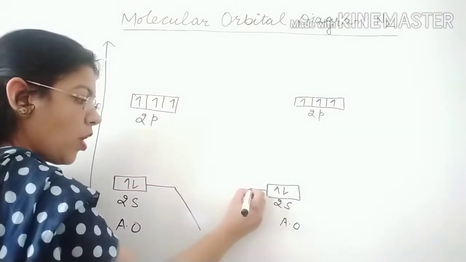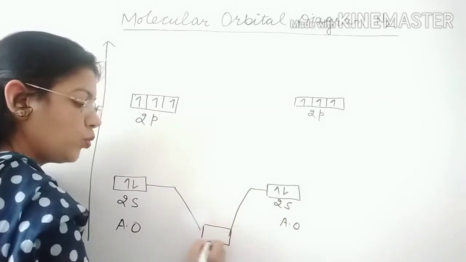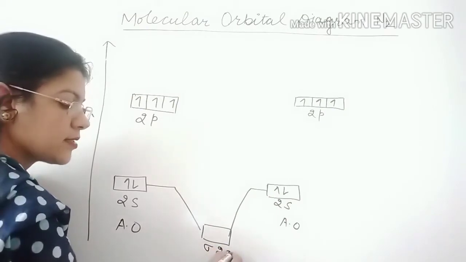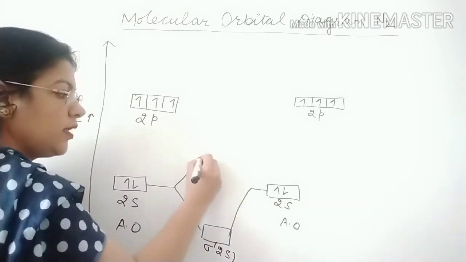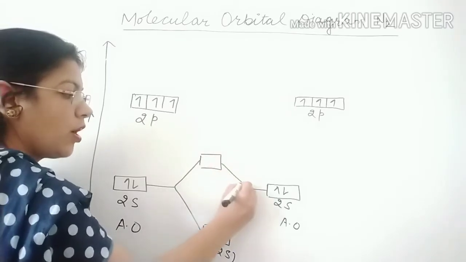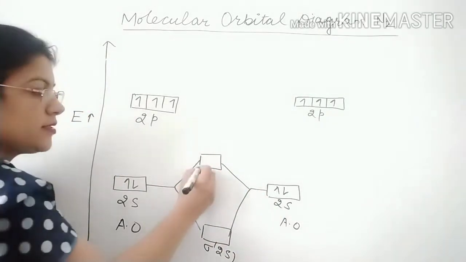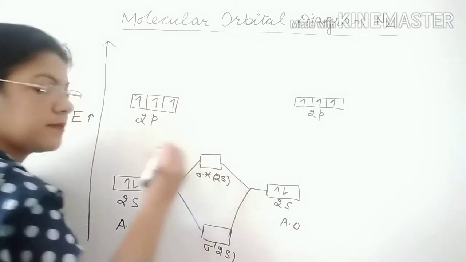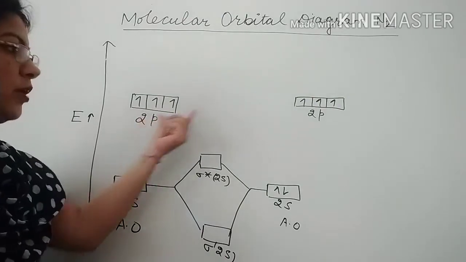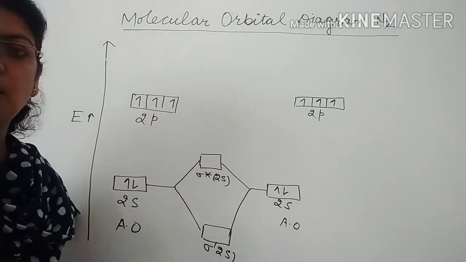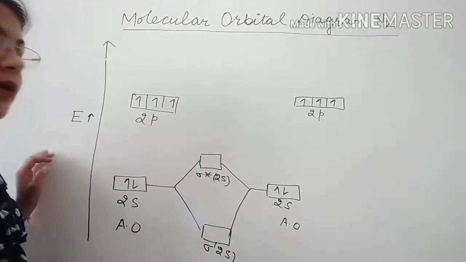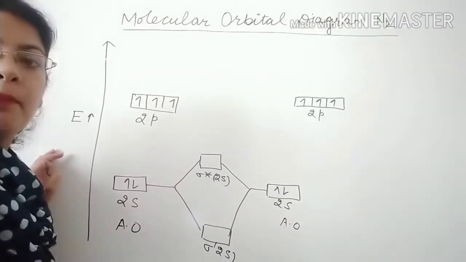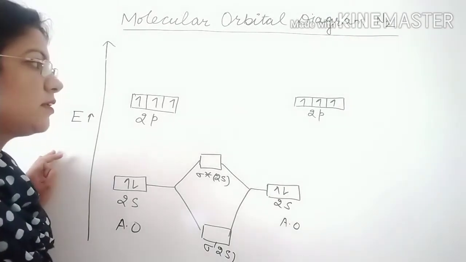This is the bonding molecular orbital of 2s, so it is represented as sigma 2s. This one is the anti-bonding molecular orbital of 2s and it is represented as sigma star 2s. By combining two p orbitals, one sigma bond and two pi bonds are formed. In these molecular orbitals, the pi electrons have lesser energy.